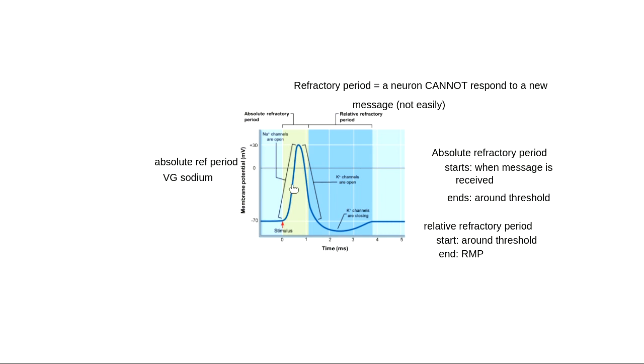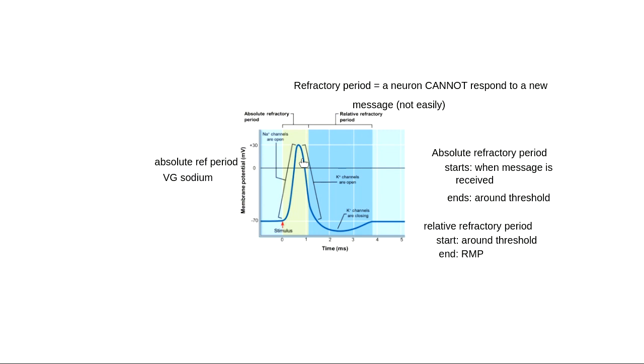I need my voltage-gated sodium channels to not already be open if I'm trying to use them to make a new action potential. If they're already open, if we're already in the process of getting ready to send a message, I can't reopen more of them because they're already all open. So this absolute refractory period is a problem with those voltage-gated sodium channels. On this side of my graph, they're already open, so I can't open them up again.